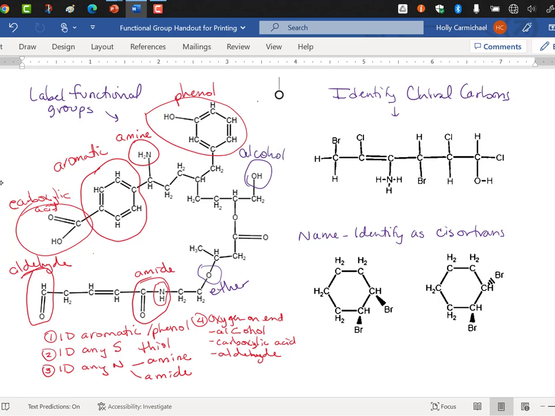Alcohols can be in the middle, but they can be on the end. The key thing with an alcohol, different from carboxylic acid or a phenol, is it's just attached to a carbon that doesn't have any other oxygens or nitrogens or anything else. One more.